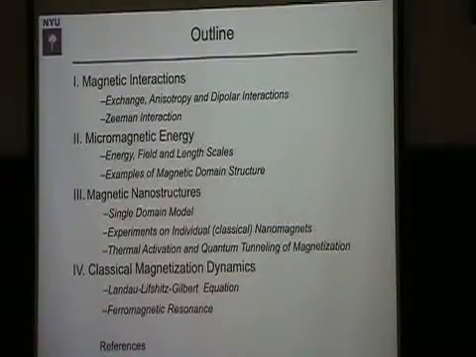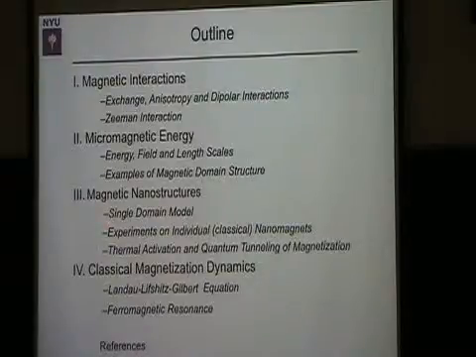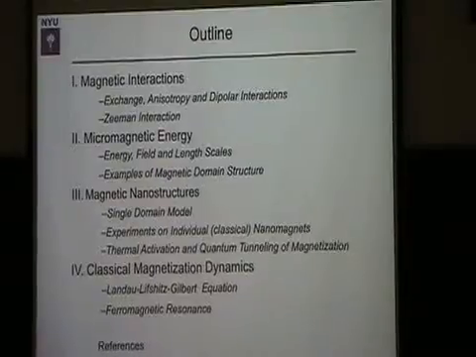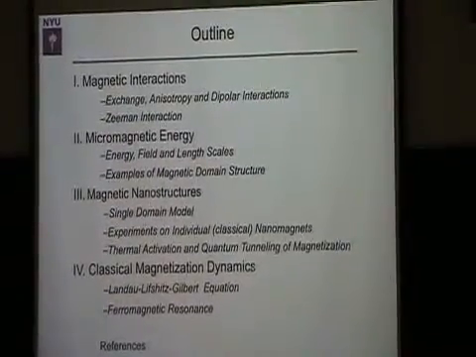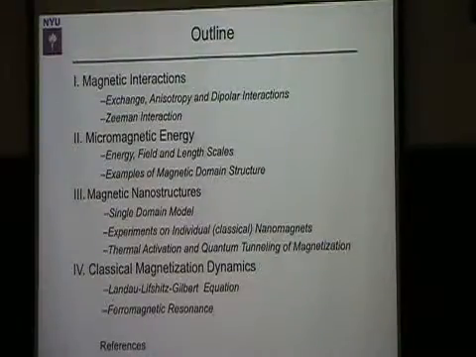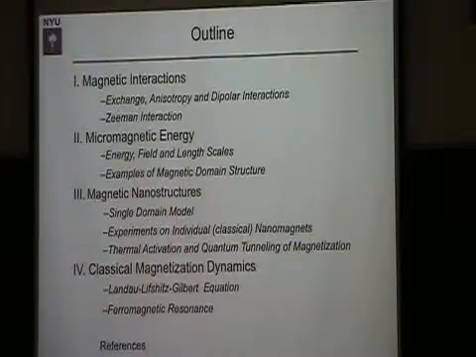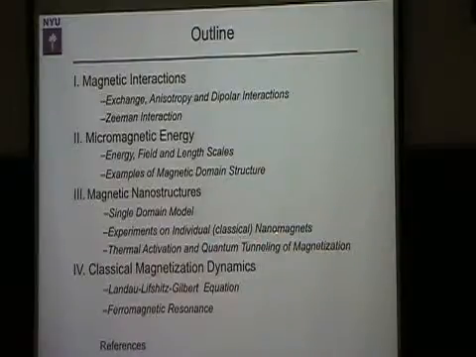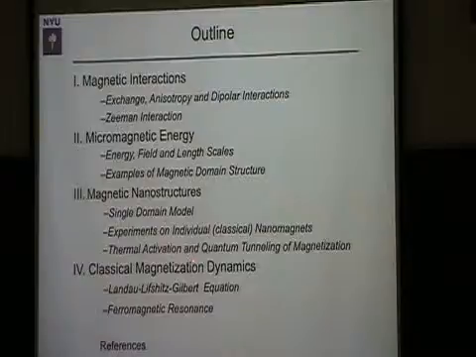And then I'll talk in the second part about magnetic nanostructures, in particular a kind of idealized model, something called the single domain model, which is where you reduce all that collection of spins down to 1 or 2 degrees of freedom, just the angle of magnetization, and that's what is the dynamics. And I'll show you that actually there have been experiments in the last 10 years, 15 years, in which you can measure a single nanomagnet and look at its thermally driven reversal. And I'll talk briefly about this quantum classical transition.